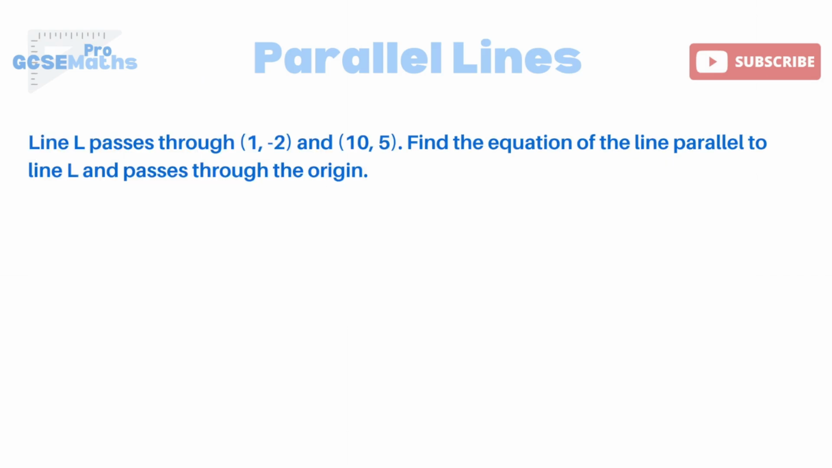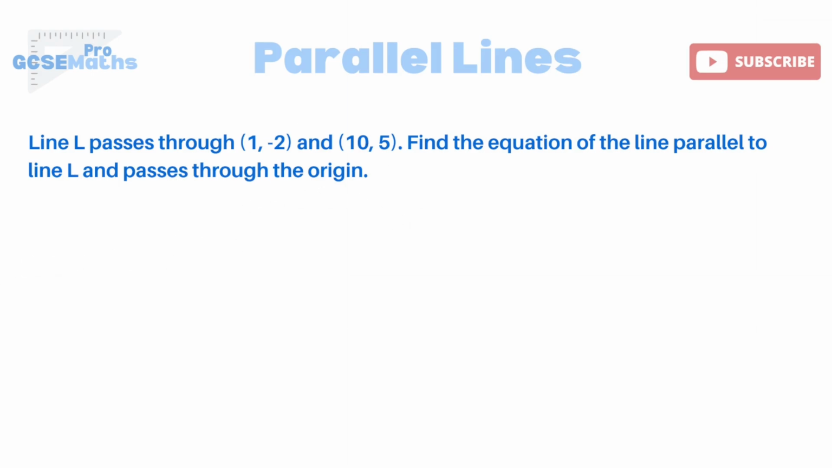Okay, another format now. We've got two sets of coordinates instead of either a grid or instead of being given an equation in the first place. So line L passes through 1, minus 2 and 10, 5. Find the equation of the line parallel to line L and passes through the origin. So the overall structure is the same, isn't it? We first need to find out the gradient of the line L in this case, and then copy it.